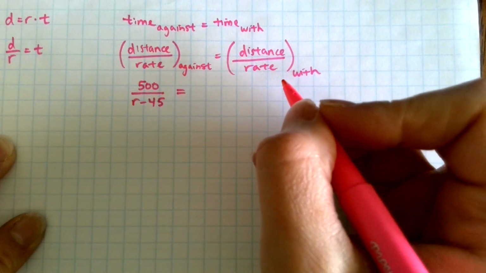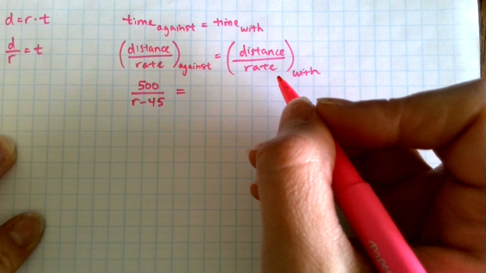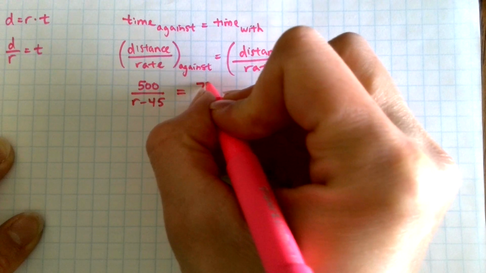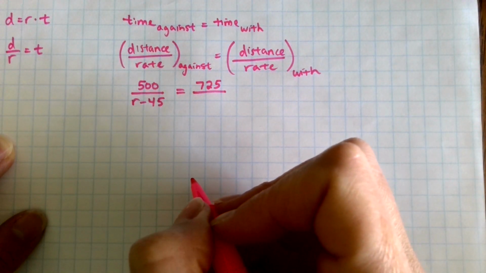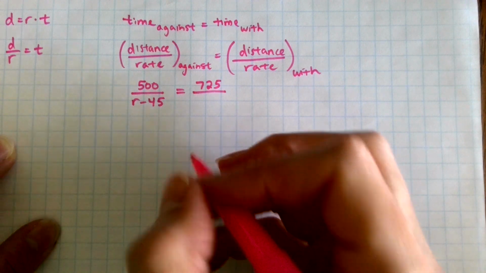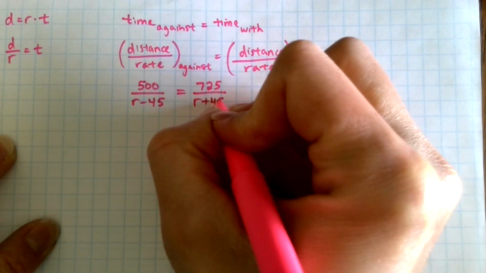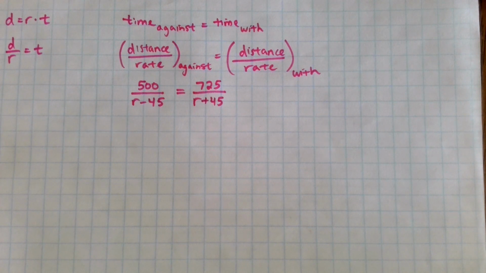Equal to, with the wind, we flew 725 miles. I almost said drove, but we're flying a plane. So 725 miles that we flew. And then the rate we represented with r plus 45, since you have that wind helping push you along.